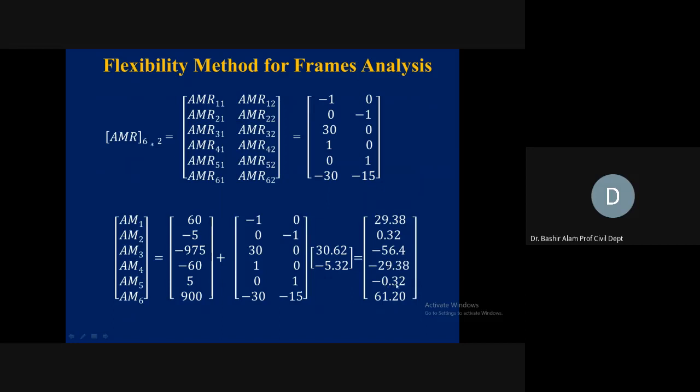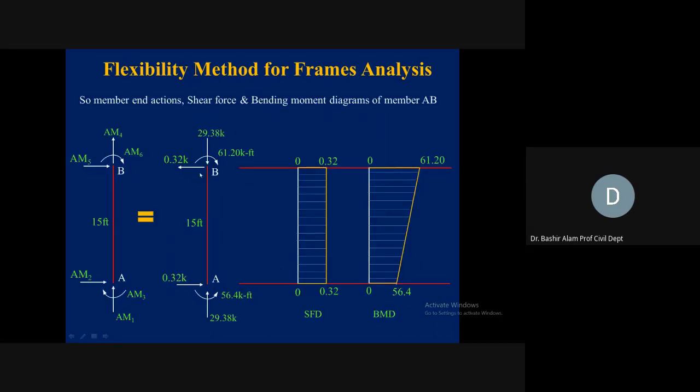Even AM5 we reverse in direction also. It was rightward, so we made this leftward. And AM6 is positive, so we put it in the same clockwise direction. Look for any load before drawing the shear force and bending moment diagram, if there is any externally applied load on the member. On member AB, we don't have any externally applied member load. So now we are in a position to draw the shear force diagram and the bending moment diagram.